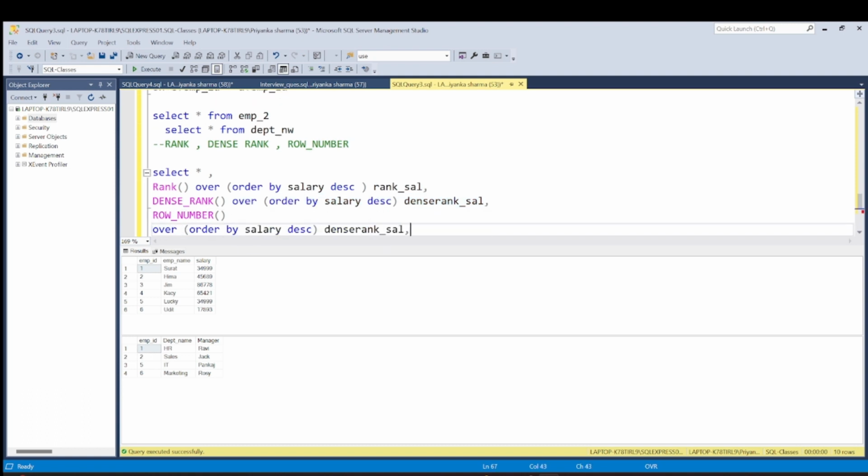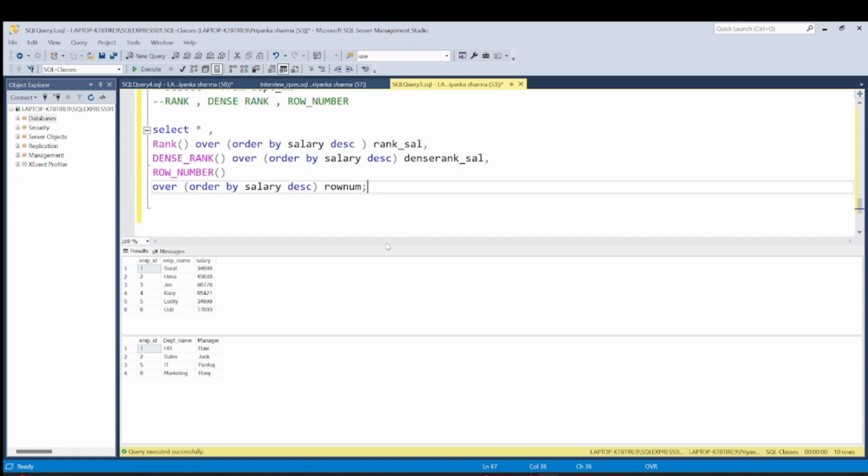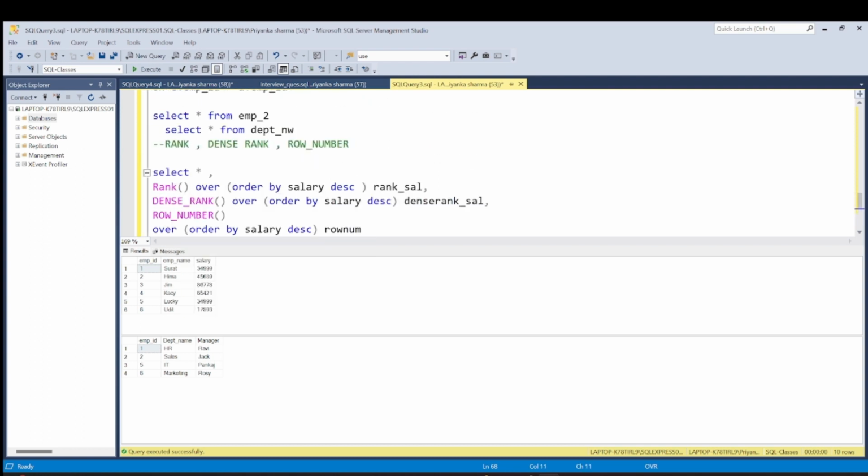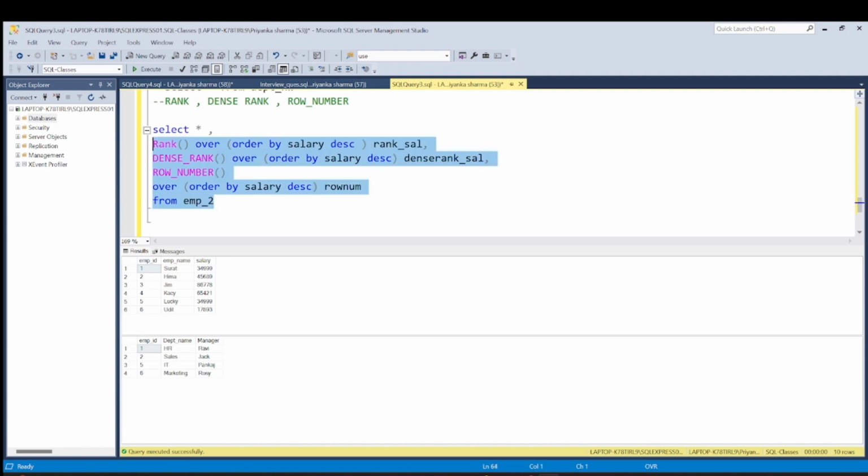Okay, over, and this will be row number, right? And I have to give the table name, so this is from, take it from employee. That's what it is. Okay, so let's do this.